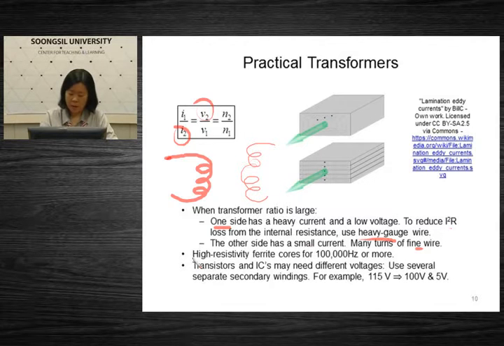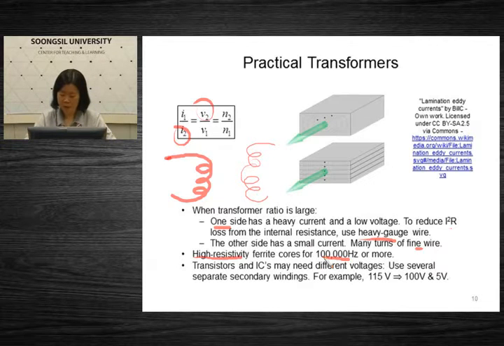Now, if we have to apply this transformer in a very high frequency circuit, they use high resistivity ferrite cores. This ferrite core is very good with high frequency.